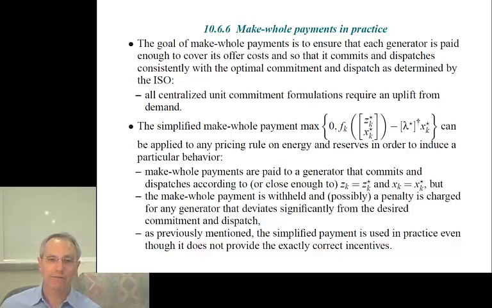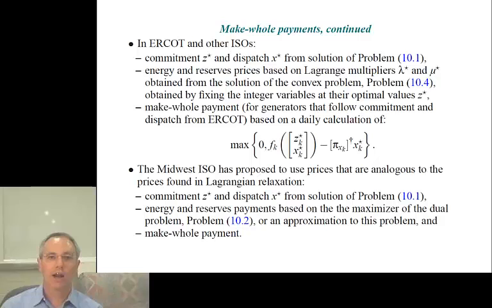In ERCOT and other ISOs, commitment Z star and dispatch X star are calculated from the solution of the integer optimization problem 10.1 using mixed integer programming software. Energy and reserves prices are based on the Lagrange multipliers obtained from the solution of the convex problem 10.4, obtained by fixing the integer variables at their optimal values Z star. But instead of commitment supporting prices, we have a make-whole payment that's based on a daily calculation using the simplified rule.